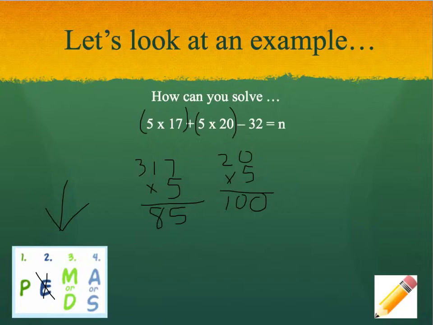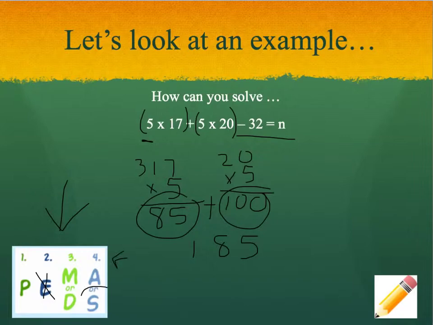Now let's look at our PEMDAS diagram here. What's next? Well, there's no division, looking from this side to this side, left to right. But I do see addition. So I'm going to add this number plus this number, which equals 185. And then our next operation, if we're looking at this, would be subtraction.